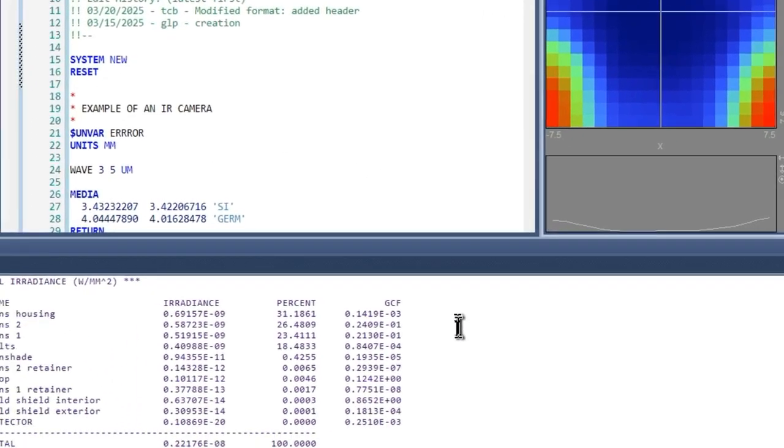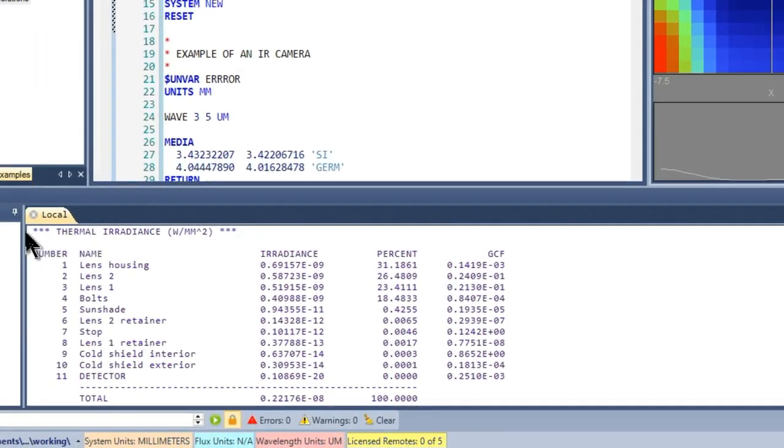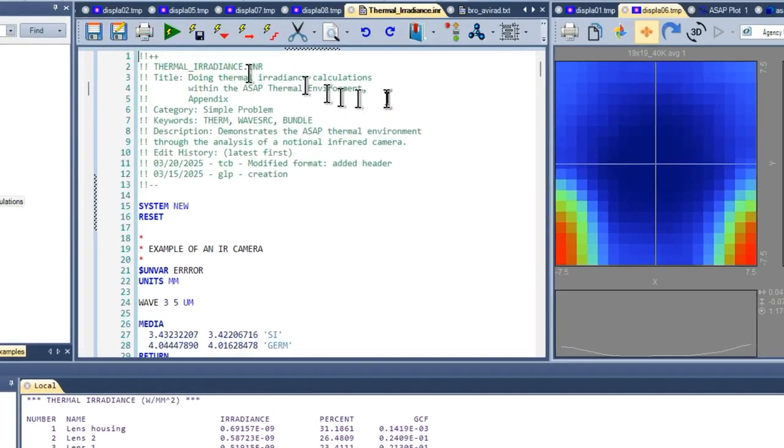To look at the numeric results, at the end of the thermal irradiance run, we see a thermal irradiance output, which shows some bundles of objects, their irradiance, which is thermal irradiance, the percent of total thermal irradiance, and the geometrical configuration factor for those groups of objects. Let's take a look at what we actually do in the command context to get these results.